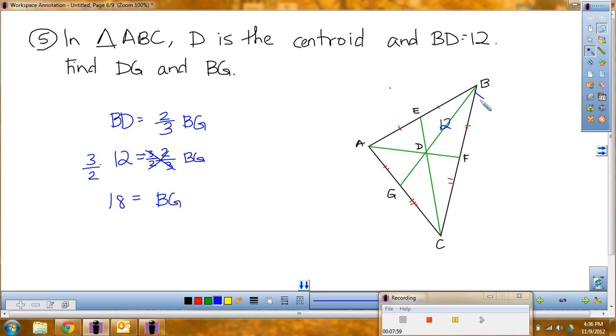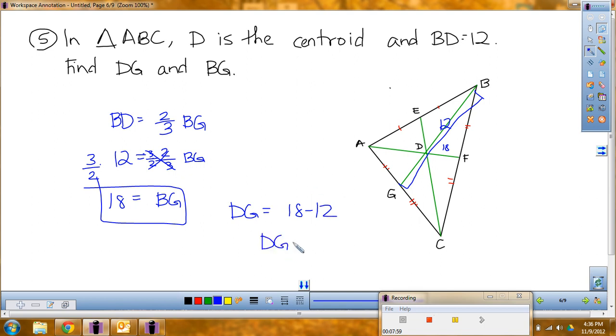This is the entire length of the median. So great, we found BG, we found the whole length. Now they still want us to find this shorter part. Well, DG is simply going to be 18 minus 12, which means that DG is 6 units long.